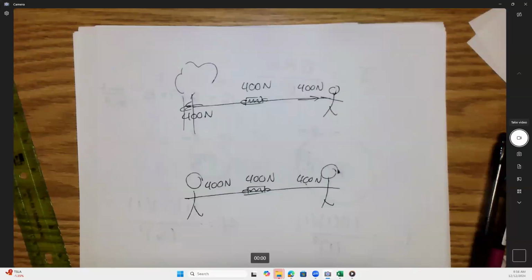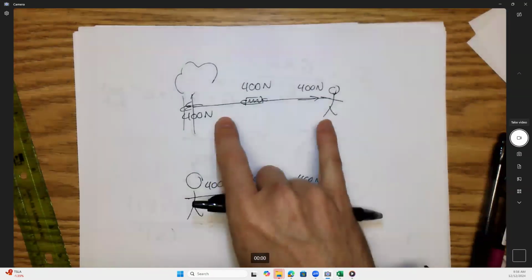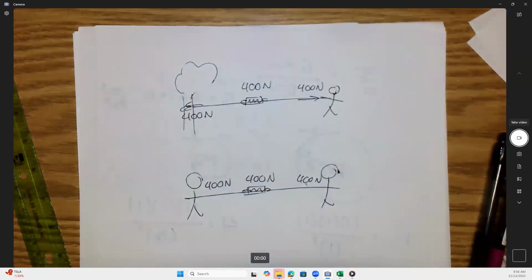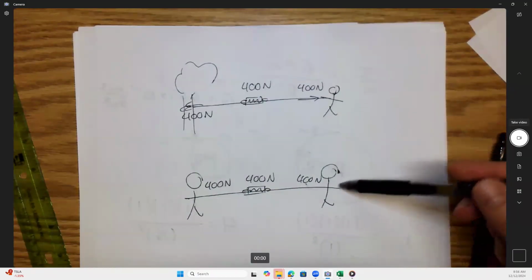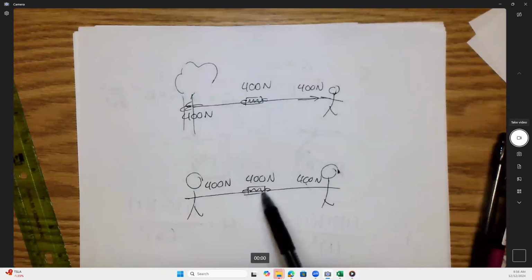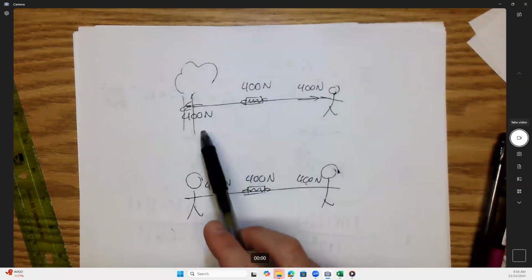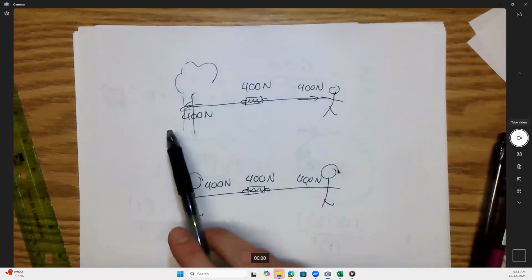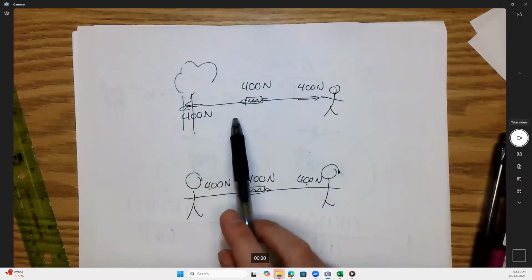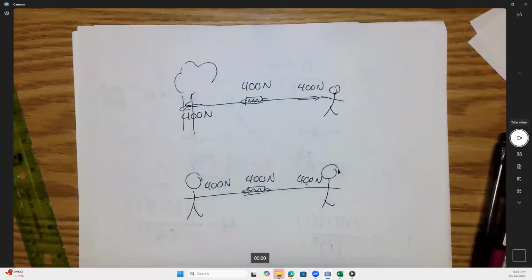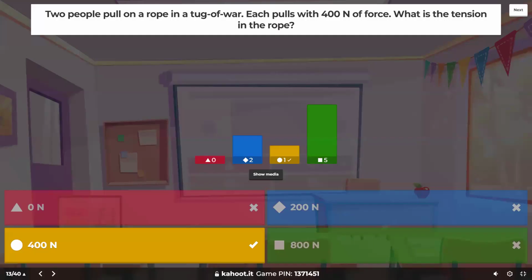I drew this out last class. Here's two people pulling on a rope versus here's a person versus a tree. From a physics point of view, those are identical scenarios. If they're both pulling 400 newtons of force, let's say you slip a spring scale right in the middle. That spring scale is going to read 400 newtons. If you tie one end of the rope to a tree, that tree's pulling back with 400 newtons, and the spring scale still reads 400 newtons. So it's 400 newtons everywhere. 400 newtons is the tension.